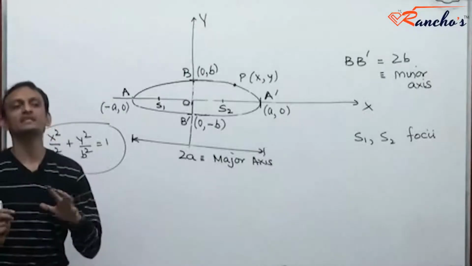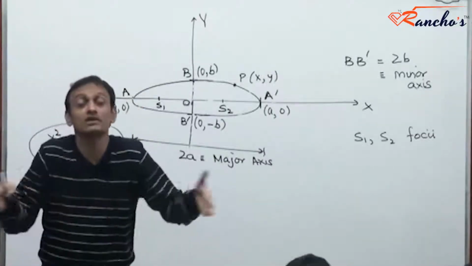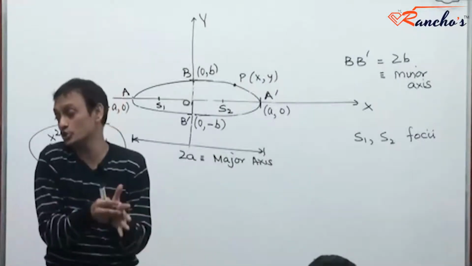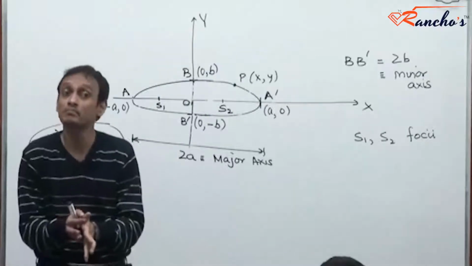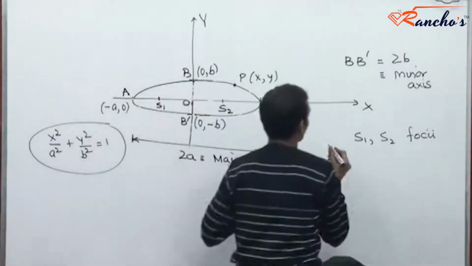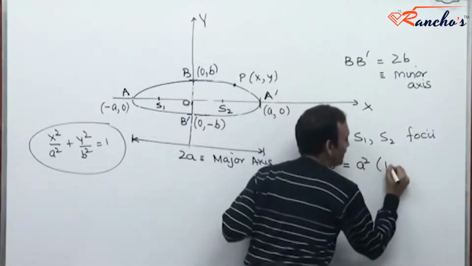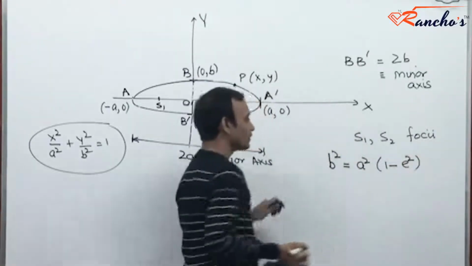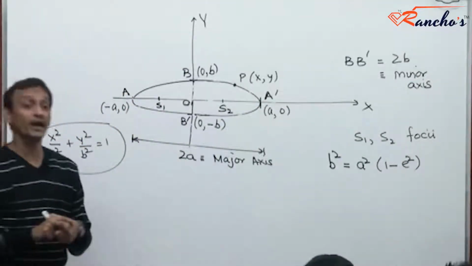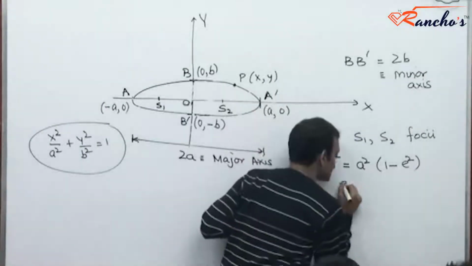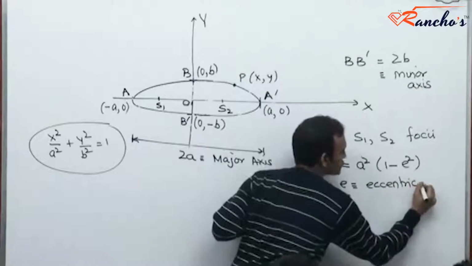The ellipse is characterized by a relationship connecting small a, the semi-major axis, and small b, the semi-minor axis, given by b squared is a squared into 1 minus e squared, where e is called the eccentricity of the ellipse.